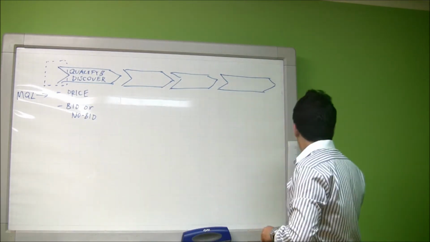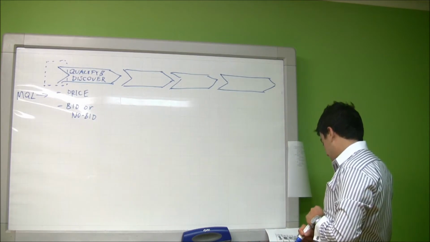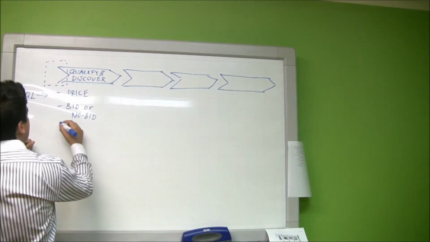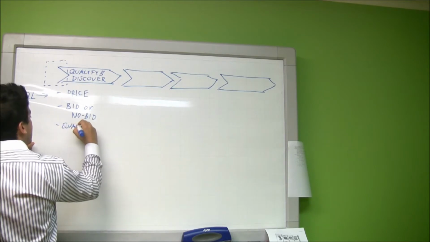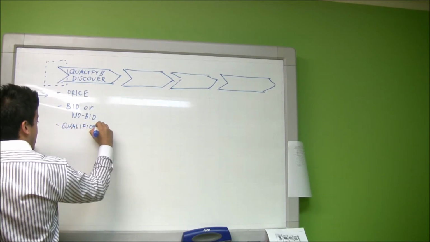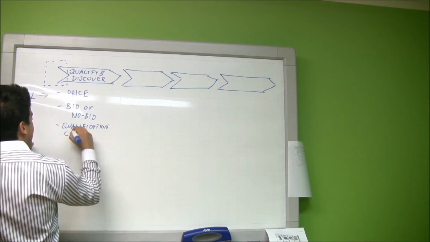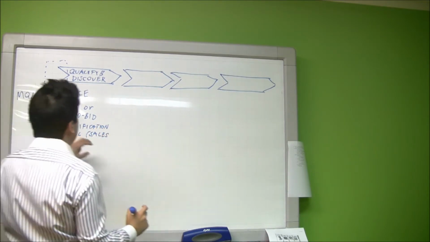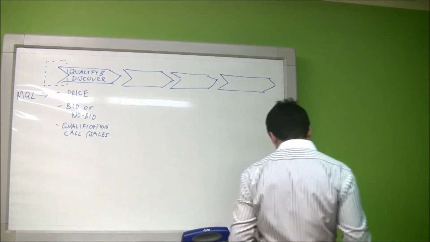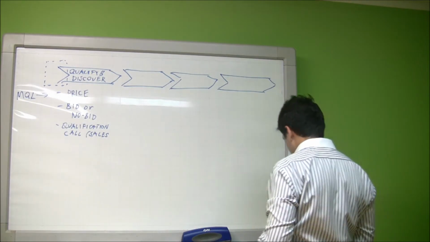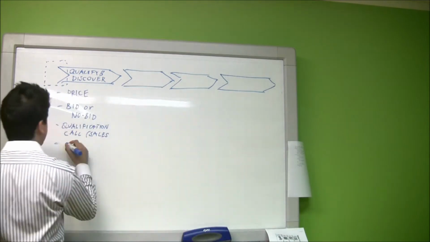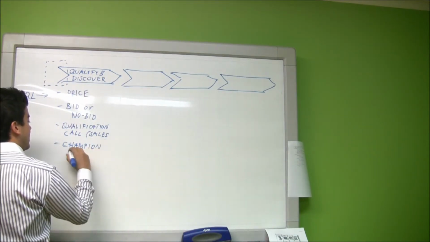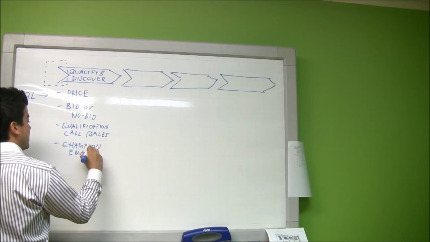Right? The other thing you'll do at this stage is obviously the qualification call. So you'll do the qualification call, and obviously that's the sales call as opposed to marketing. The other thing is you will also send what we call a champion email. So what is a champion email? It's a pretty critical part of this process.